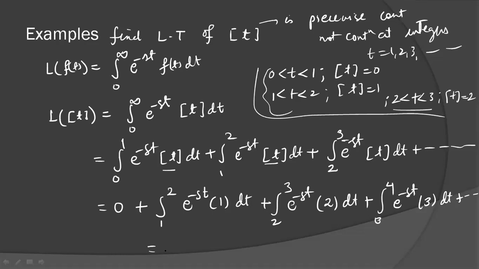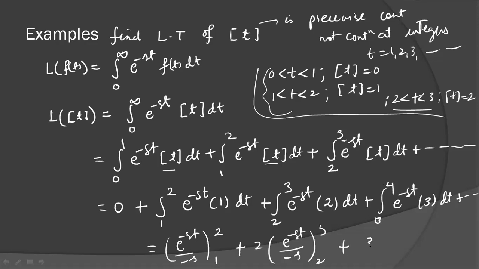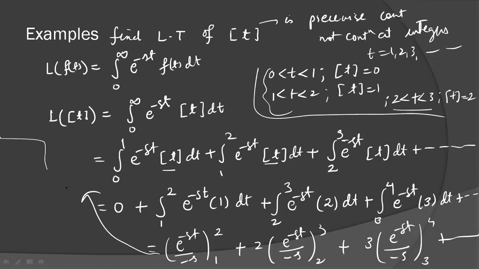So if you integrate it, you can find the value of this integration very easily. So it will be e to the power minus st over minus s from 1 to 2, plus 2 times e to the power minus st over minus s from 2 to 3, plus 3 times e to the power minus st over minus s from 3 to 4 and so on. If you simplify it, I am going to write the answer here. You will get it is equal to 1 over s times e to the power s minus 1. I hope you all will complete it.